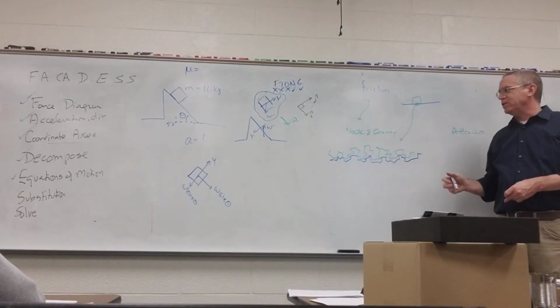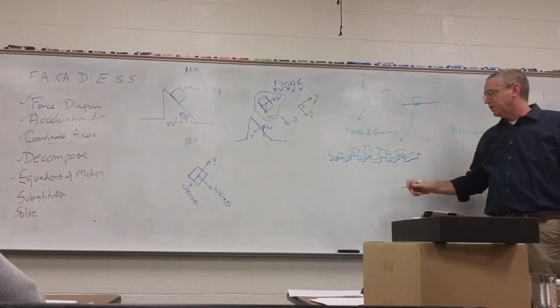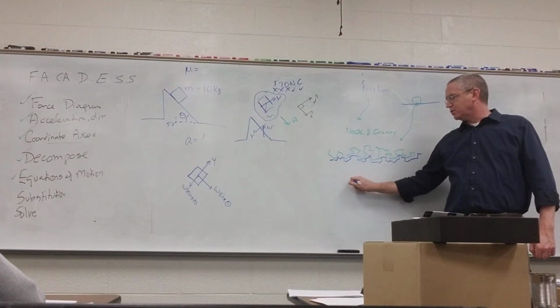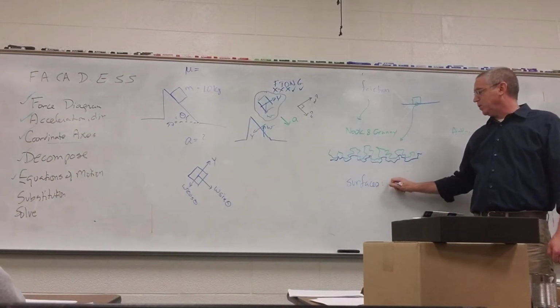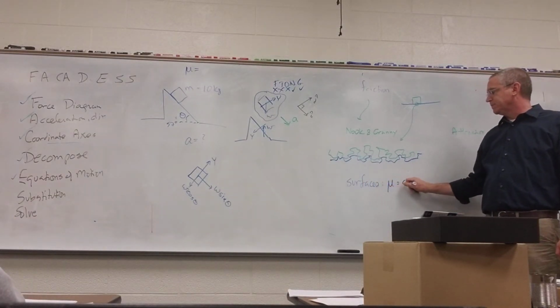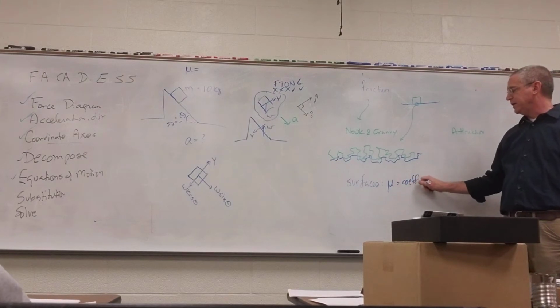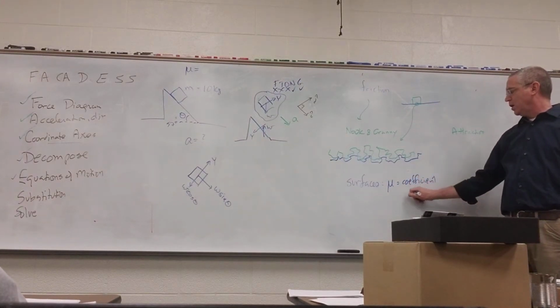Now, the nooks and crannies depend upon the surfaces. So friction depends upon the surfaces, and that is bundled up in what is called the coefficient of friction.